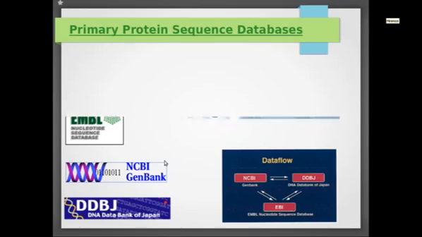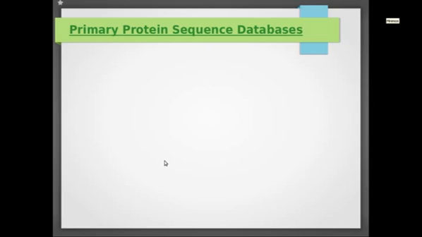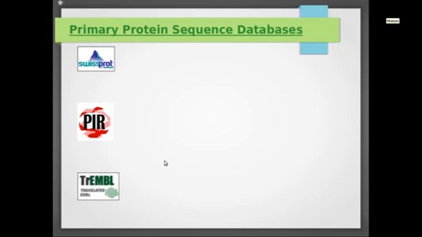So that's something very significant. Now we have the primary protein sequence database. This primary protein sequence database is similar to the primary DNA sequence database, just that the difference is that the database here only stores protein. So you can only find protein on this database, but you can't find DNA as on the primary DNA sequence database. Some of the databases here are SwissProt, PIR, and TrEMBL. So you can just browse them on Google and you get them.